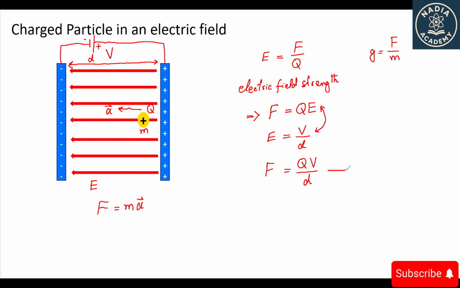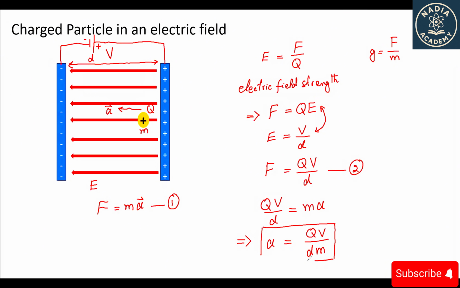If we combine this equation number 2 with the equation of Newton's second law, which is equation 1, we find that Q times the potential difference divided by d is equal to mass times acceleration. This means that our acceleration is equal to Q times the potential difference divided by d and the mass of the charged particle. From this last equation, we can calculate the acceleration of a charged particle inside an electric field.